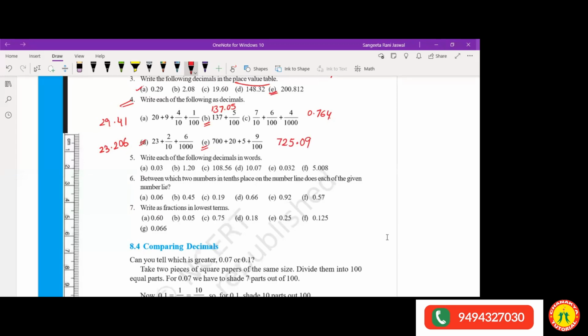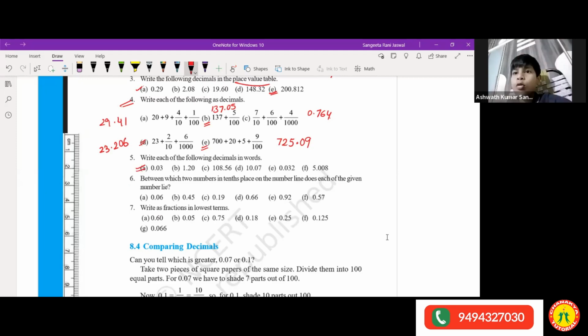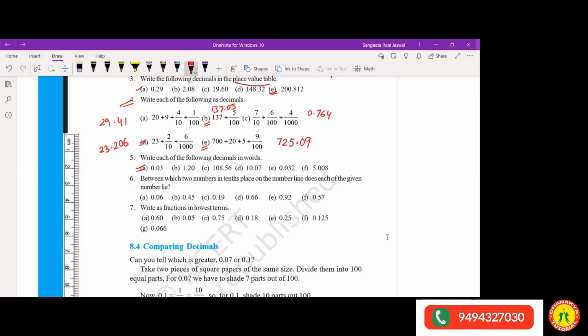Okay. Next is write each of the following decimals in words. So you have to write these in words. Okay. Tell me now. First one. Ashwath, you tell me for this 0.03. 0 in ones, 0 in tens, 3 in hundredths. Yes, so you can just write 3 hundredths.